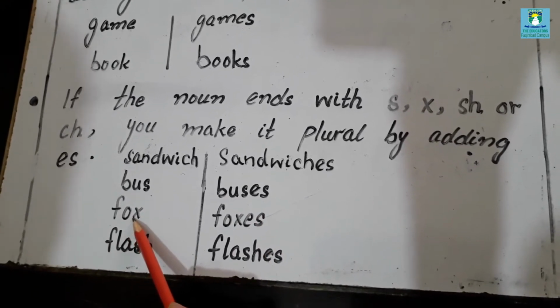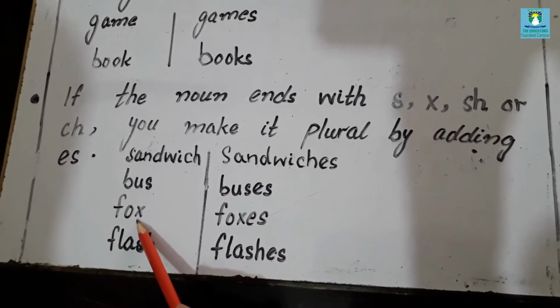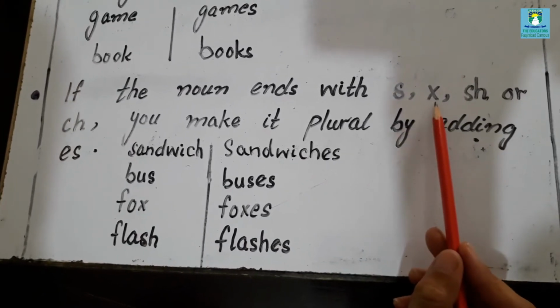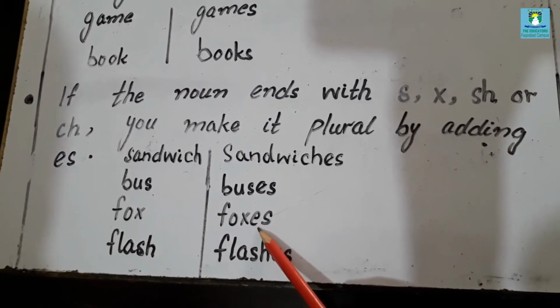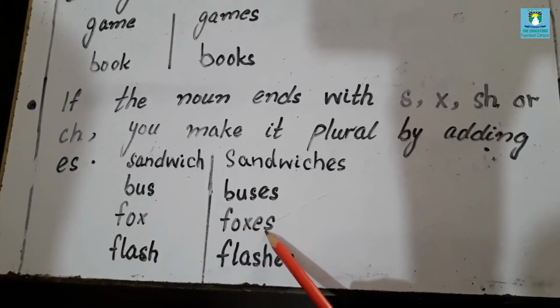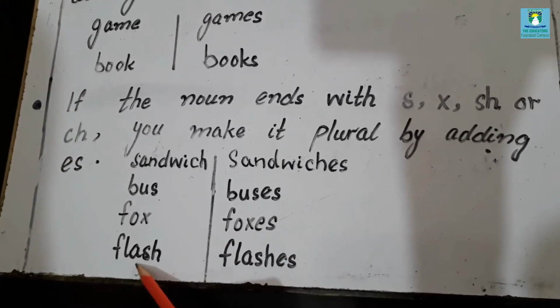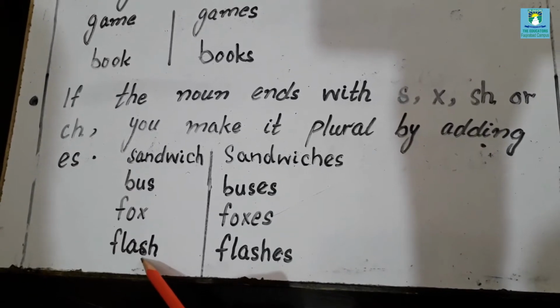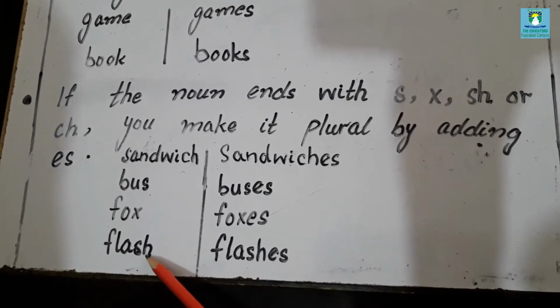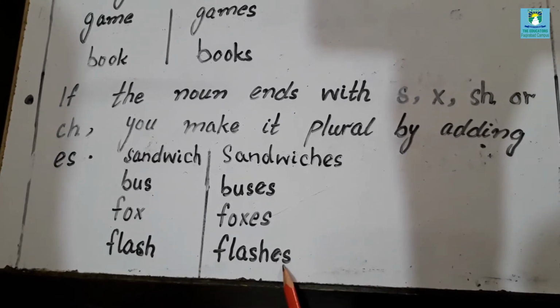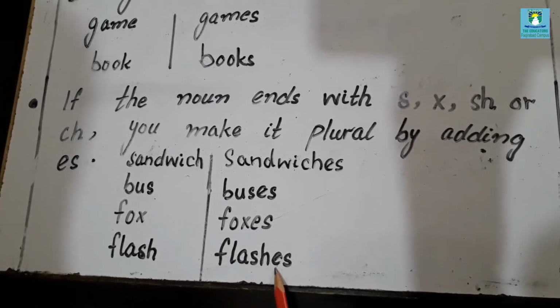Fox is singular. It is ending with x, so we have to put es at the end and it will become plural. Foxes. And flash. Flash is ending with sh, so we can make it plural by adding es at the end. Flashes.